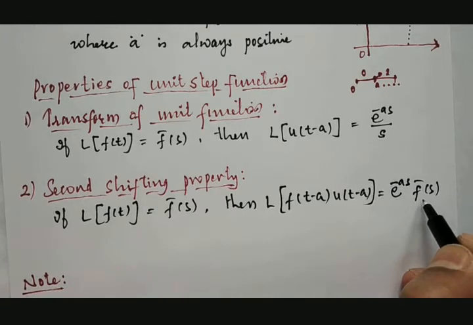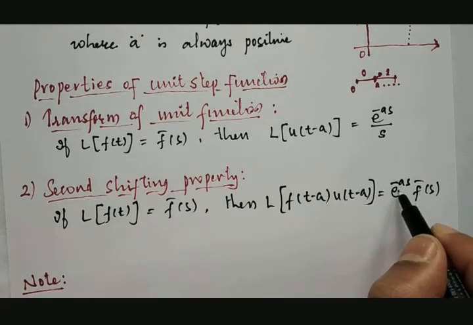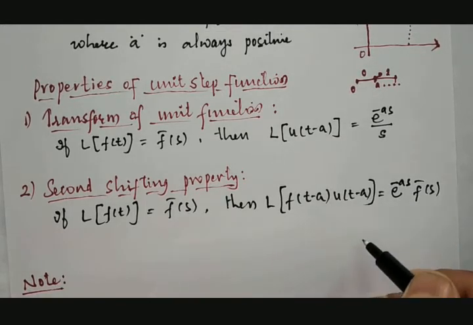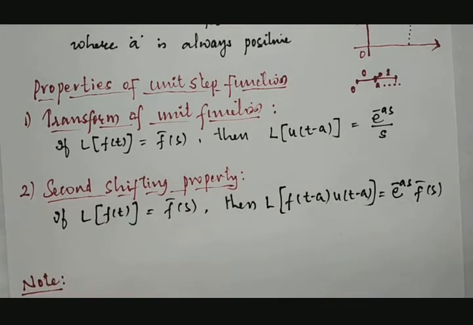Getting f bar of s is very important here. Then it will be multiplied with e raised to minus as. That a will come from these two brackets. Fine. So this is known as the second shifting property.